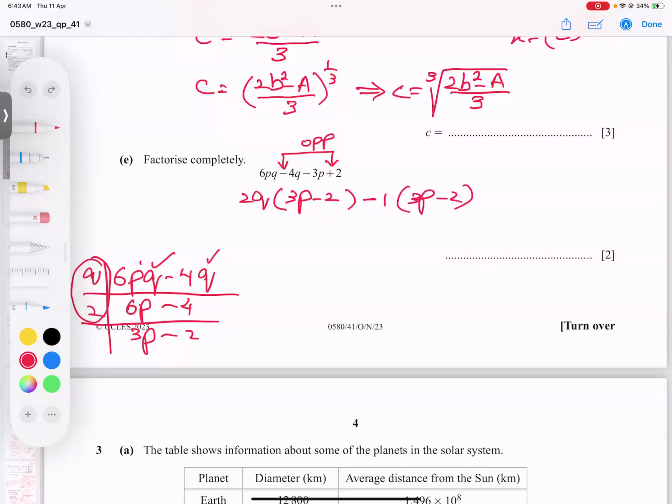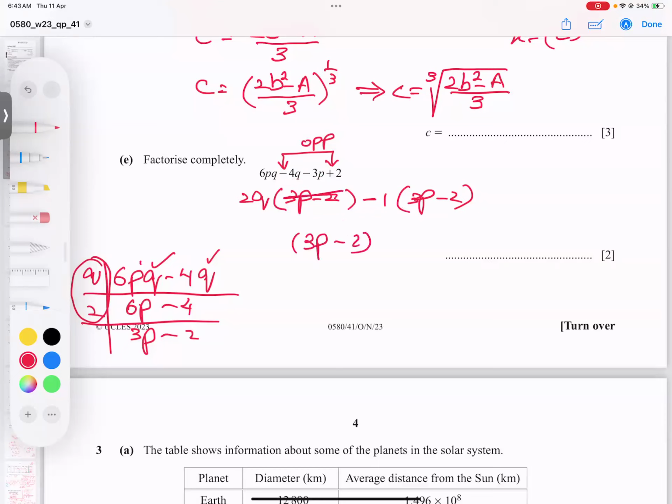But let's say if these signs are already the same, then I will take the higher plus common. Make sure. But in the current situation, I will take the negative common. I think the idea is very clear. Now, do they match? Yes, exactly match. So 3P minus 2, I will take common out, students.